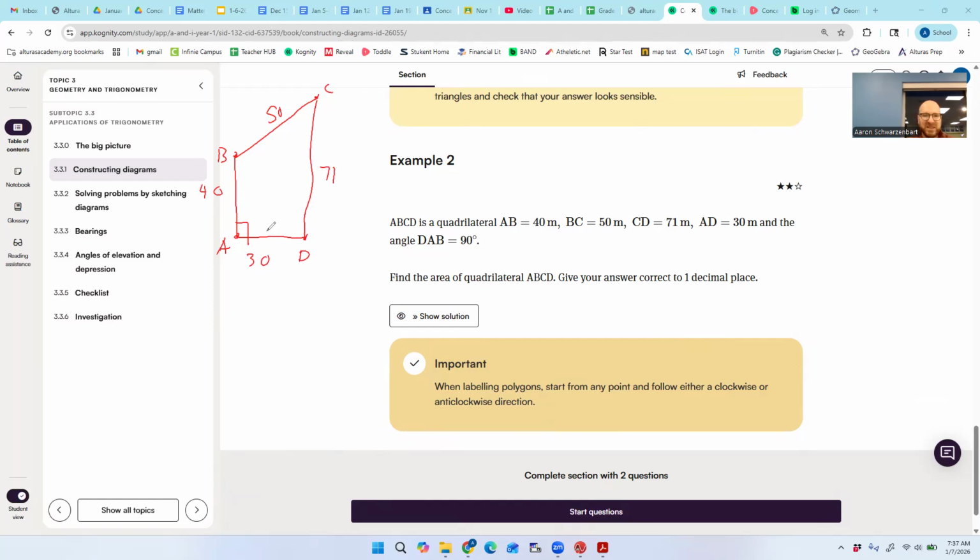And it says find the area of the quadrilateral. I can cut it in half and do two triangles. It's probably going to be the easiest thing. So the area of this first triangle is 1/2. It's a right triangle. 30 times 40. 1/2 base times height. 600.